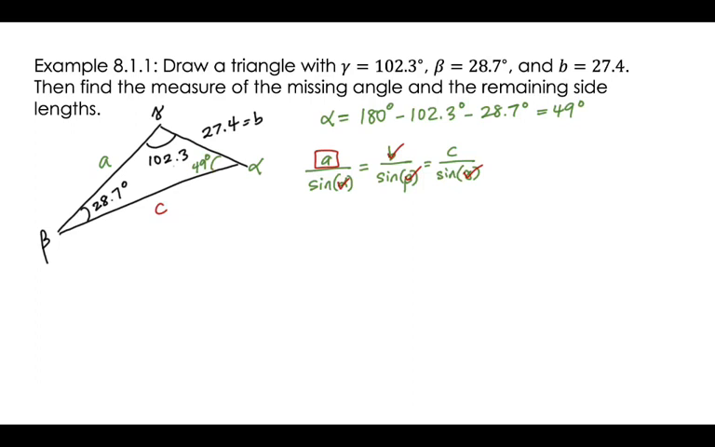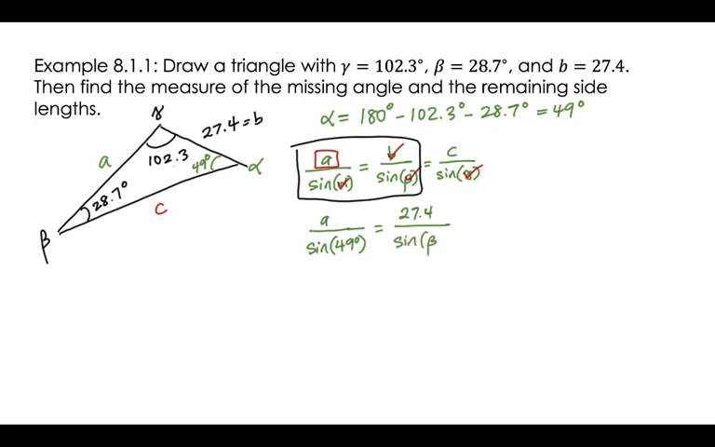You only ever want to use two parts of this equation, and you want to use two parts where you know everything but one thing. So I'm going to use the A and B part of that equation. I want A, I know alpha, 49 degrees. I know B is 27.4. And I know beta. Beta is 28.7. So I know everything in that formula except for side length A. And we're just going to use algebra to solve for this.